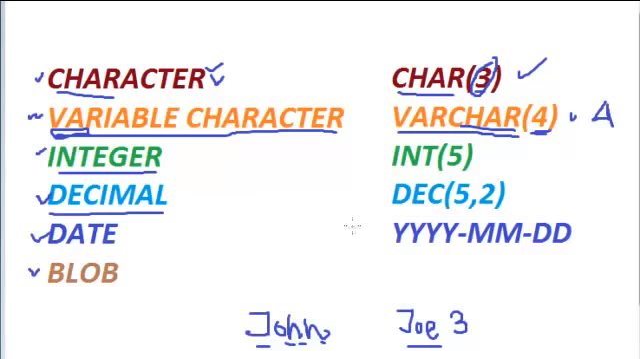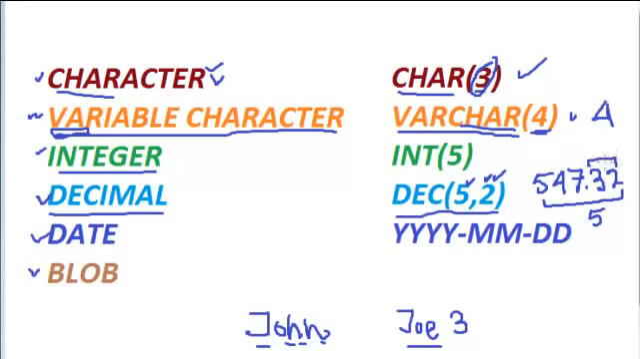Now comes decimal. Decimals are fractions, and note here that we denote it by DEC, which stands for decimal, and we give 2 numbers here. What is this? 5 and 2. 5 denotes how many digits will be there in your decimal number, and 2, that is the second part, denotes how many digits will be there after the decimal point. So if I say 547.32, okay, so here the total number of digits is 5, and the total number of digits after the decimal point is 2.